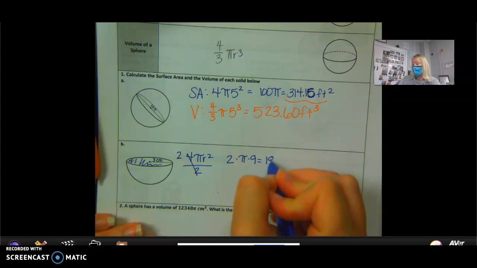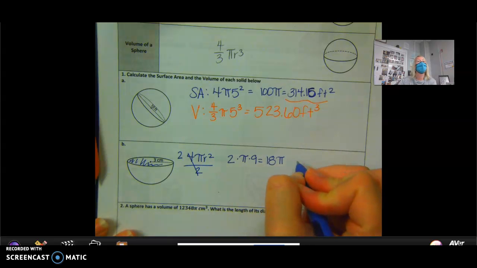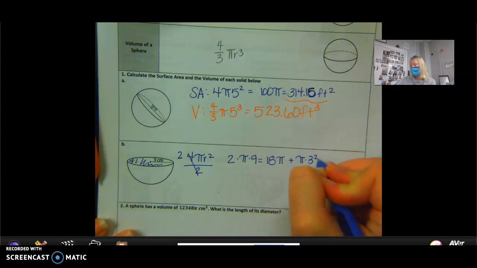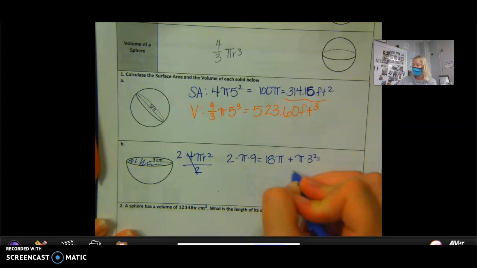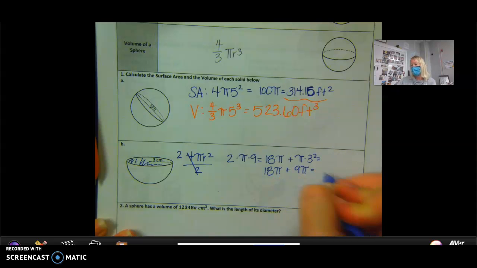I'm going to leave that as 18 pi for right now, because now I need to find the top of the circle. Did you guys see that? We have to find the top of the circle, because when we take the ball in half, you're not adding in that top flat section. So that's just a circle on top. How do you find area of a circle? Pi r squared. So plus pi times 3 squared. What's 3 squared? So really we're doing 18 pi plus 9 pi. Added together, that is 27 pi.